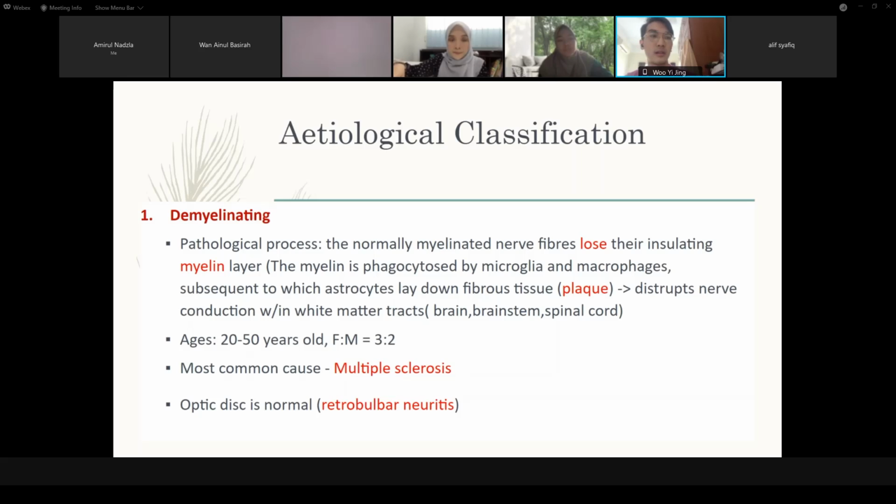Because the myelin sheath is gone, there's no more node of Ranvier for the action potential to jump. So instead it has to walk along the nerve, so it is slower. The most common age is middle age, from 20 to 50 years old. The ratio of female to male is 3 to 2. And the most common cause is multiple sclerosis in this case. And the optic disc is normal, so it is a kind of retrobulbar neuritis.